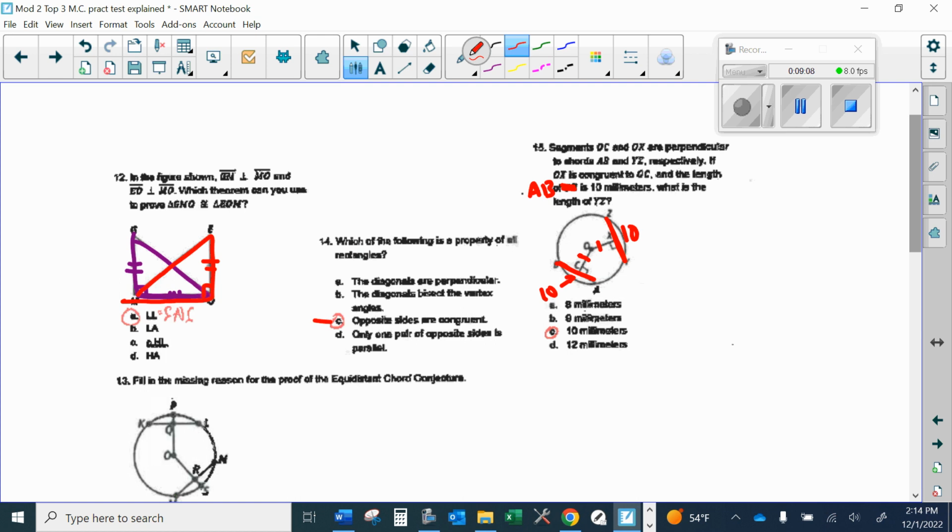Since these are equidistant from the center, then the chords are the exact same length. Okay, they're perpendicular. That means it goes to the diameter.